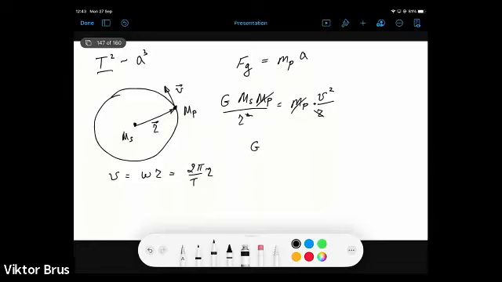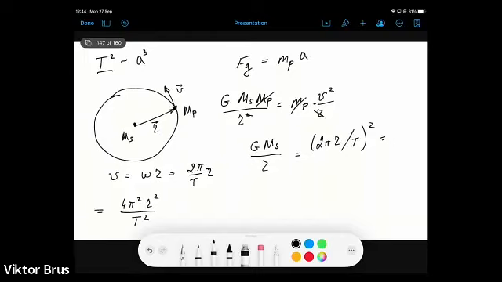So then we have the following: g times mass of the sun divided by radius is equal to 2 pi radius divided by t, squared. And continue here. It will be 4 pi squared r squared divided by t squared.